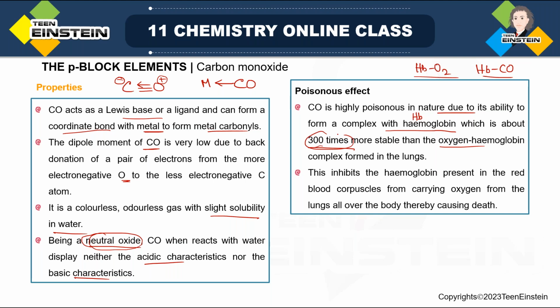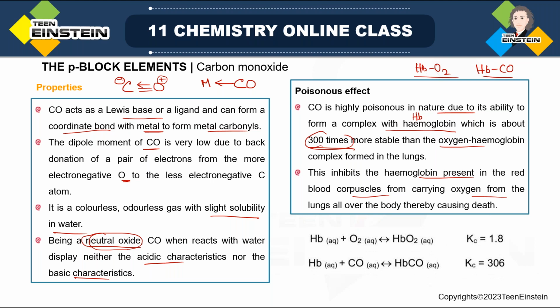As a result, oxygen will not be transported throughout our body, and as a result we can die. So this inhibits the hemoglobin present in the red blood cells from carrying oxygen from the lungs all over the body, ultimately causing death.